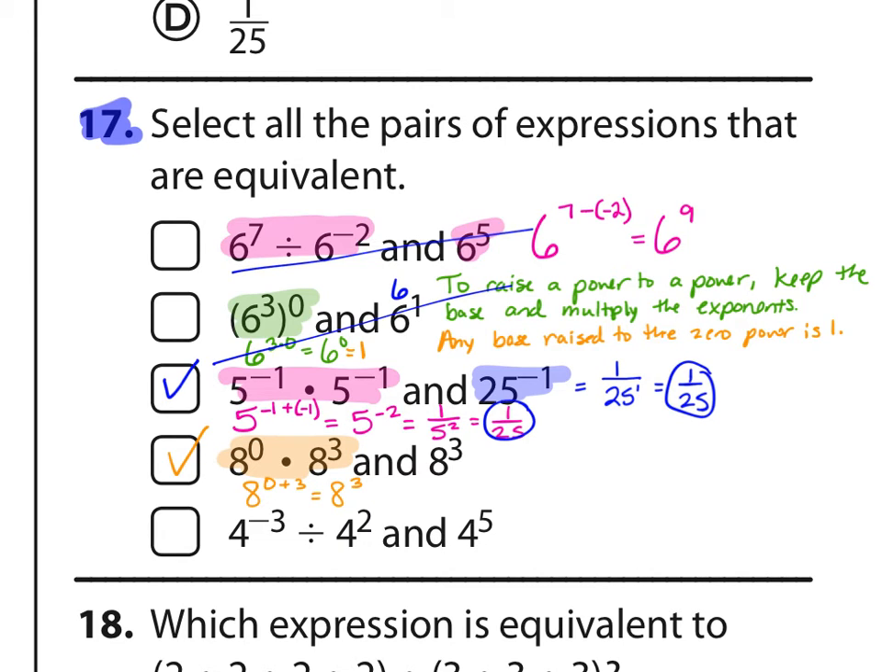For our last ones, we have 4 to the negative third power divided by 4 squared. So we're dividing like bases, so we keep the base and subtract the exponents. Negative 3 minus 2, that's 4 to the negative fifth power. And that is not going to be the same as 4 to the positive fifth power. Those are not equal.